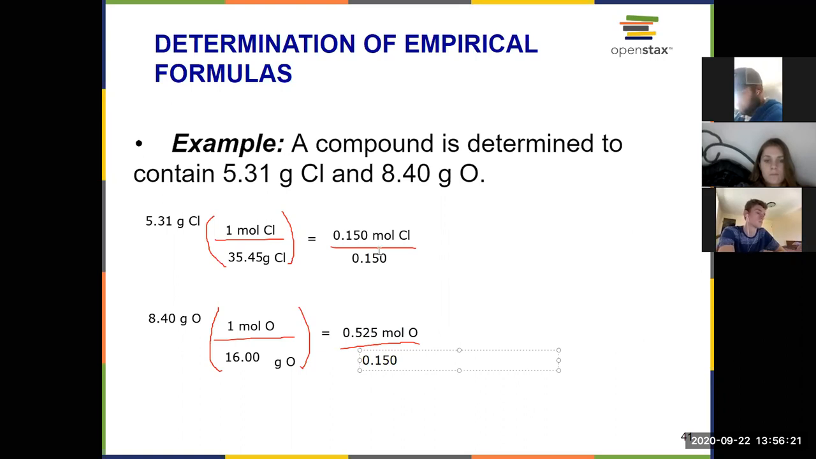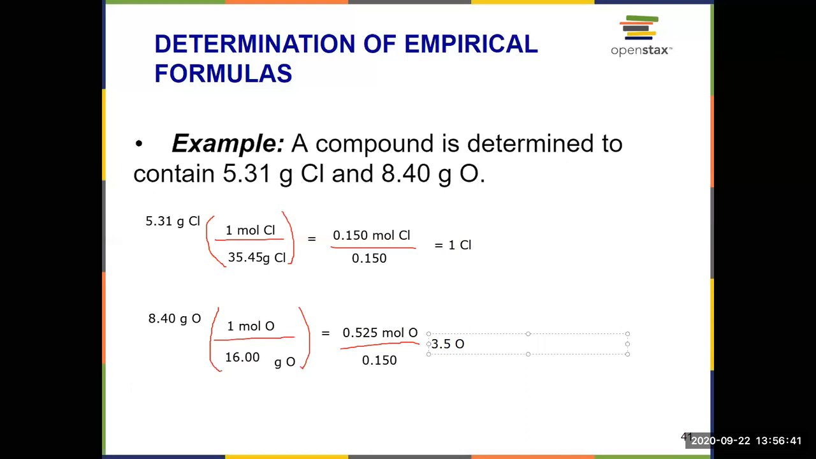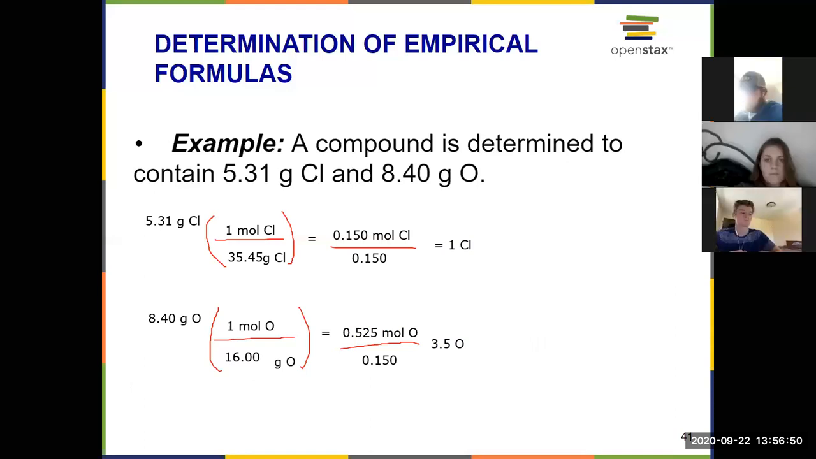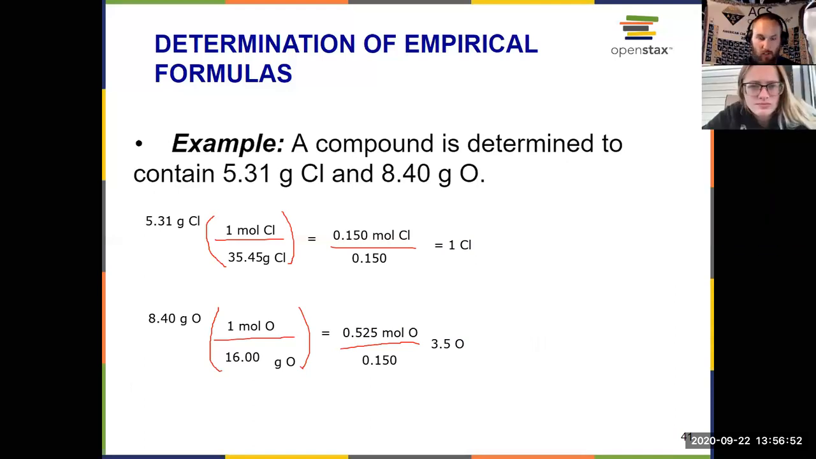And after I do that, I get 1 chlorine. That's pretty obvious. But 0.525 divided by 0.150 is 3.5 oxygen. So this is an example of where that second step is necessary. I can't stop and say ClO3.5. That's not a proper empirical formula, because an empirical formula is the simplest whole number ratio.